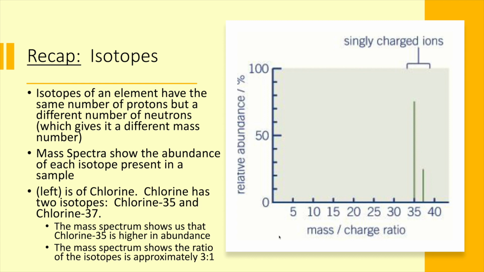On this picture, it's of our chlorine isotopes. So chlorine has two isotopes, chlorine-35 and chlorine-37. Now this mass spectrum tells us two things. The first thing is quite obvious, is that the abundance of chlorine isotope 35 is a lot higher than the abundance of the chlorine-37 isotope. But if we look closer at the numbers of the relative abundances of each of these isotopes, we can actually work out the ratio between them and see that it's a 3:1 ratio between the 35 and the 37 isotopes.